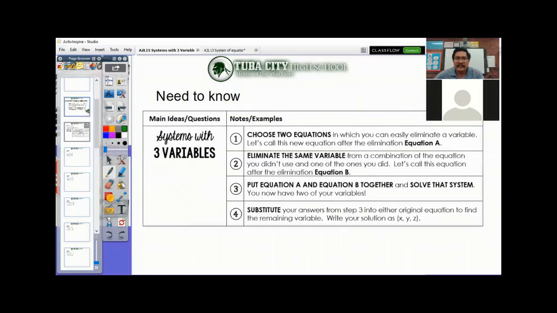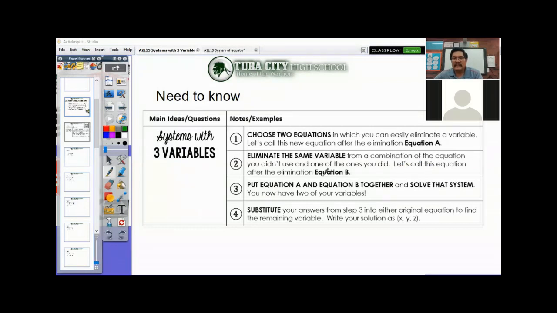So let's go ahead and talk about what you need to know and how to solve systems of equations with three variables. First thing you got to do is choose two of your equations. Pick any two of them and eliminate one of the variables. So if there's three of them, you have to eliminate either X, Y, or Z. You have to get rid of one of those. Then you choose another pair of two equations that are different, a different combination from the one you used in step one, and eliminate the same thing, either X, Y, or Z, depending on what you did the first time.